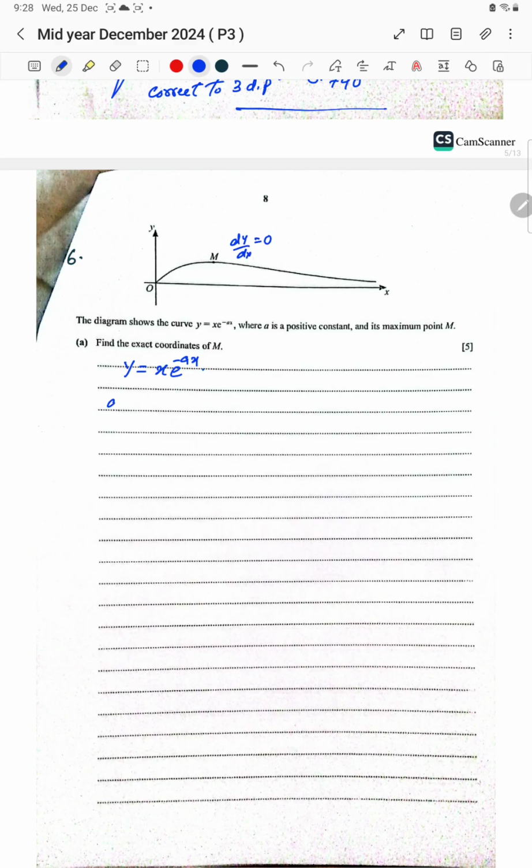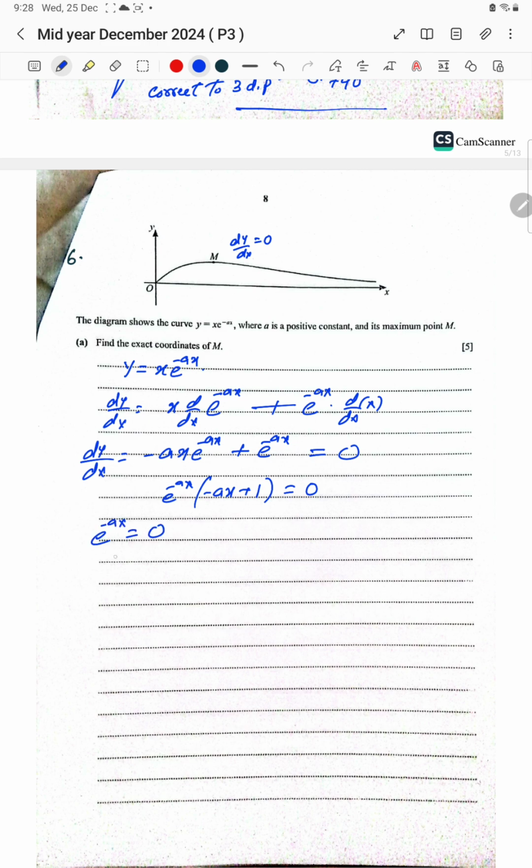Maximum or minimum point. So we will find dy by dx of it by applying the product rule: x times d by dx of e raised to power minus ax, plus e raised to minus ax times d by dx of x. I applied the product rule of differentiation, and I will get minus ax e raised to power minus ax plus e raised to minus ax. So I can take common and equate it to 0. I will get e raised to minus ax common, times minus ax plus 1, equal to 0.